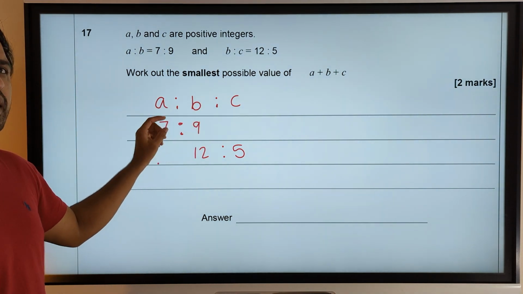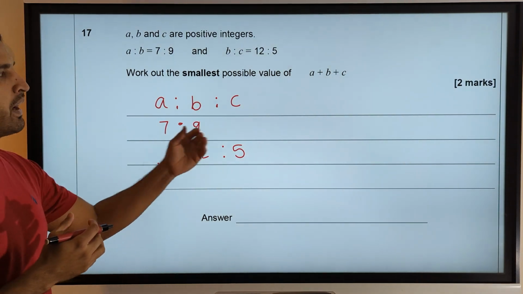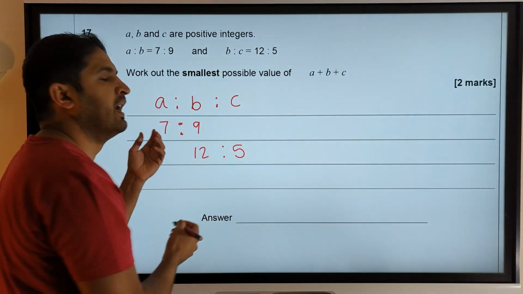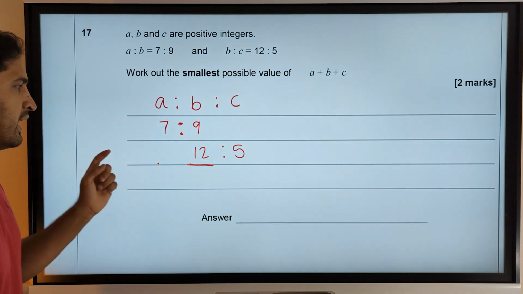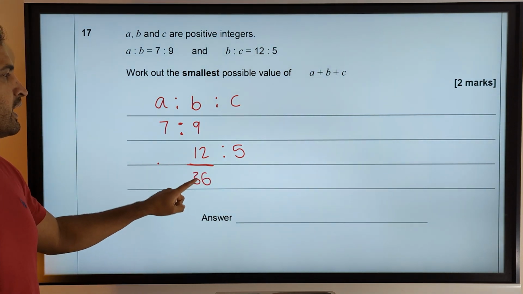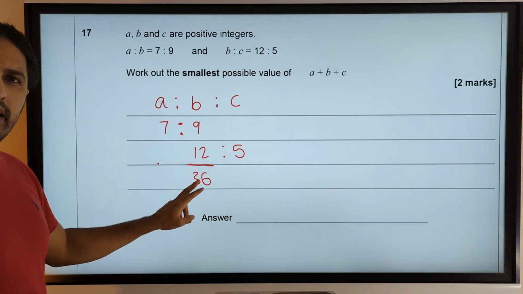So I can do the same thing and I get the same number for the B. And that will help me decide what my C is going to be if I keep all of them in the same direction, basically. Okay, so the lowest number I can get here for those 9 and 12 is 36, because 12 times 3 is 36, 9 times 4 is 36. So both numbers will go into 36.